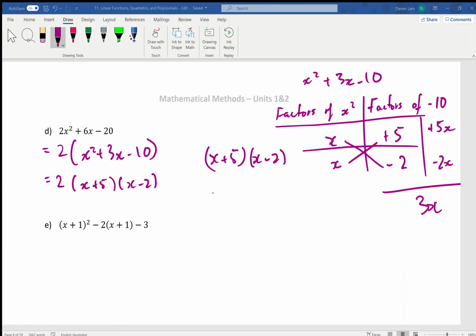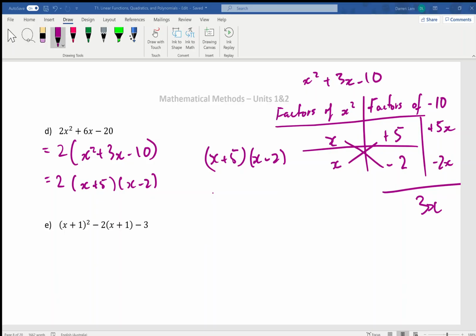X squared minus 3x minus 10. We use cross method, right? We said, okay, we've got x, positive 5, negative 2, and that gives us x plus 5, x minus 2. That's what we said, yes? Guys at the back? Thank you.